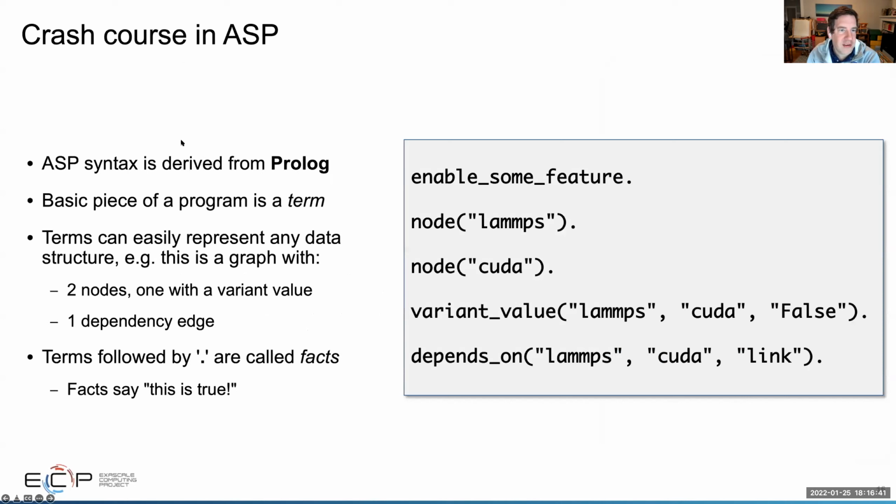What it looks like is this. So you have facts, like enable some feature is a fact. That's true. Node lamps is a fact. That's true. Node CUDA is a fact. That's true. That means CUDA is in the graph. Variant value lamps CUDA false means that the CUDA variant on the lamps package is set to false. And depends on lamps CUDA link means that you have a dependency from lamps to CUDA with dependency type link. You can put any facts you want in the program, but these are the ones that we use in the Spack solver. They just say this is true.